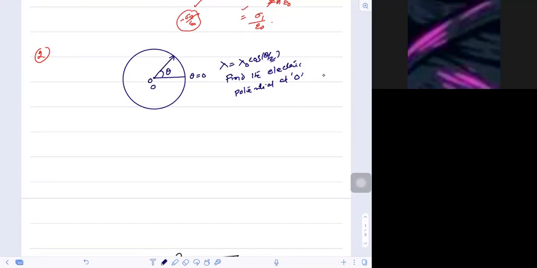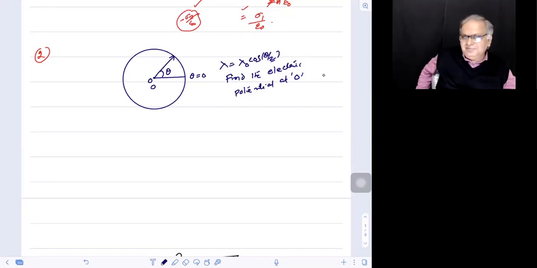Actually, I've already given you a clue talking about the charge. But as I told you, if you cannot intuitively guess it, you can as well use the maths.